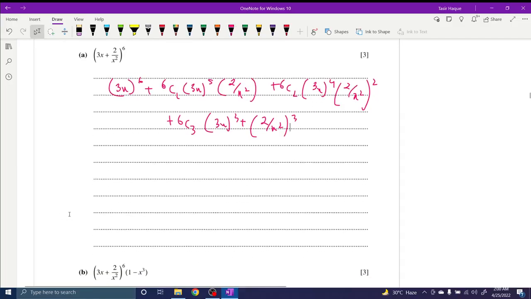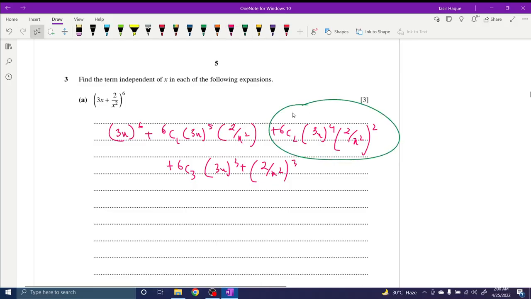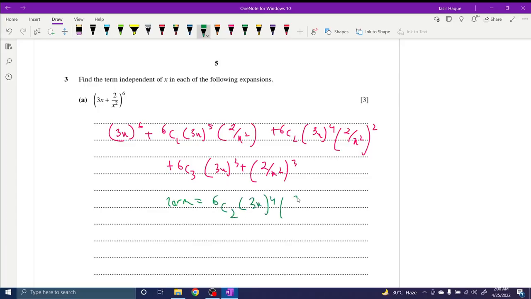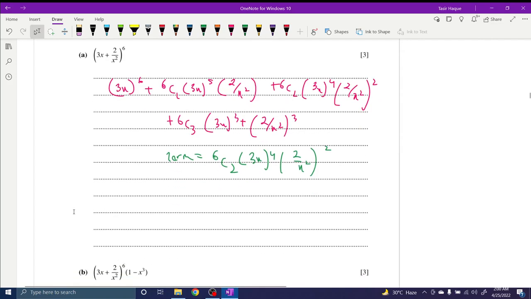So just think about in which one the x gets cancelled out. We're talking about this one over here, right? So this is the term we're looking for. So the term is actually 6c2 3x to the power 4 2 by x square whole square. We end up with 6c2, which is 15, into 81 x to the power 4 into 2 square is 4 by x to the power 4. So we get rid of this, and the answer is 15 into 81 into 4, which is 4860.